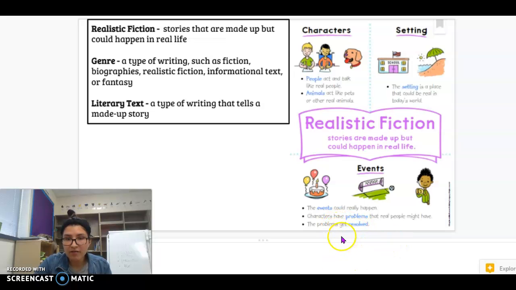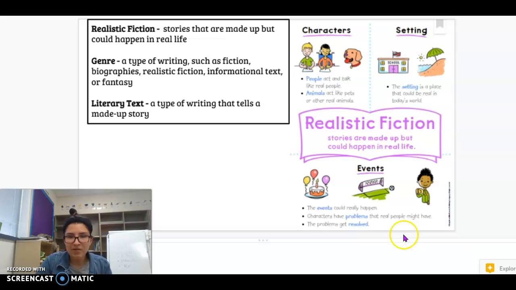Characters have problems that real people might have. So maybe the character accidentally tripped over their untied shoelace, or maybe they lost a pencil, or maybe they forgot their lunch at home, or maybe they dropped water on their homework. Those are all things that could really happen, right?